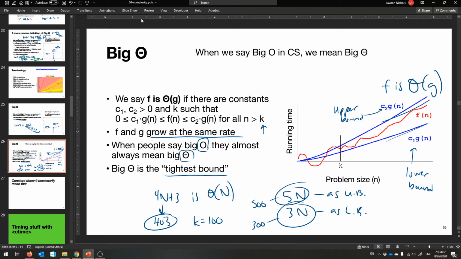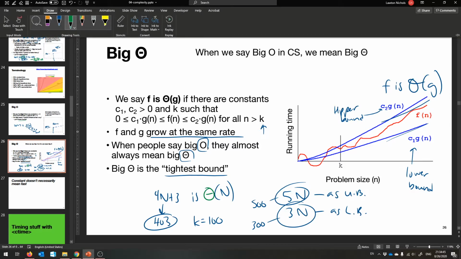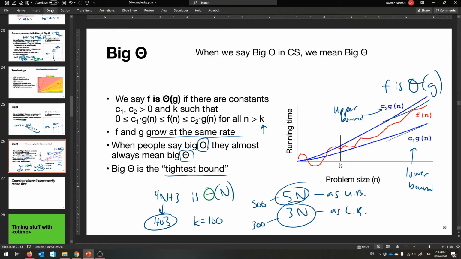So this is 4n plus 3 is big theta of n, and technically, when I drew that, I drew it as a lowercase theta. It's that. That is capital theta. All right? That's all it means. The tightest possible bound, bounded above and below by the same function. Okay? That is big theta.